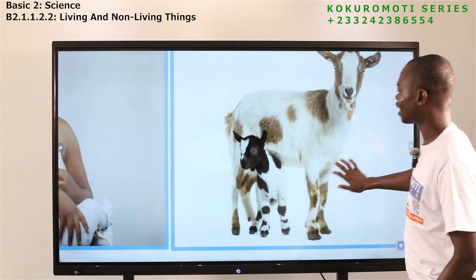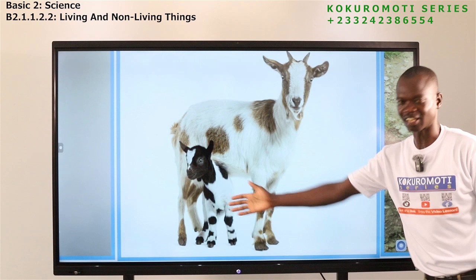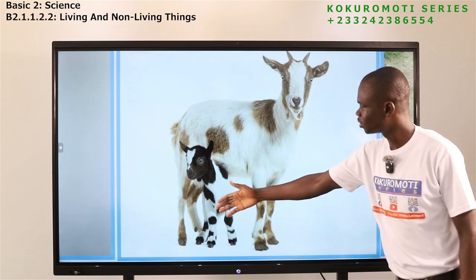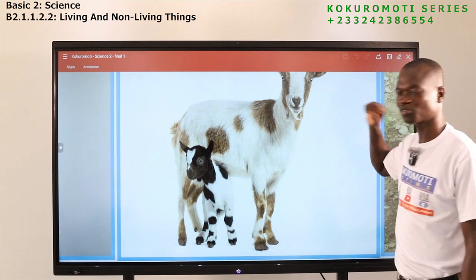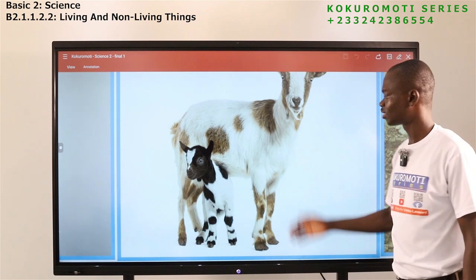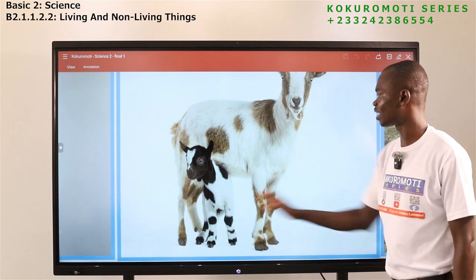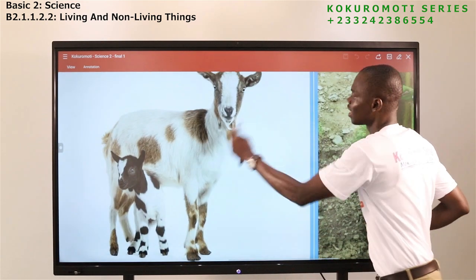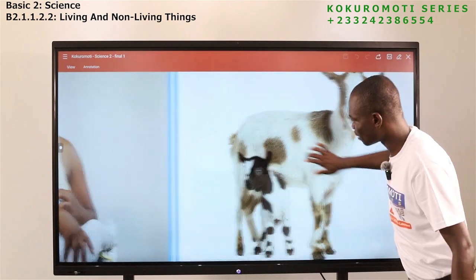Let's come to this side. Another living thing here. You see, this is goats. This is another goat. This goat was reproduced by this one. So living things, we reproduce, we give birth. Now we have seen human being, plant, animal.